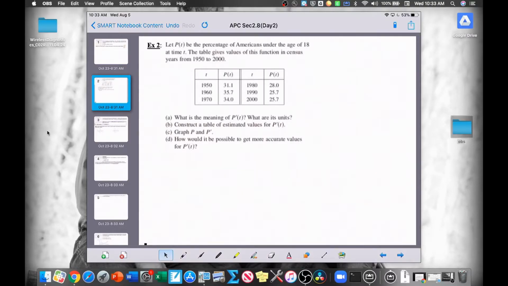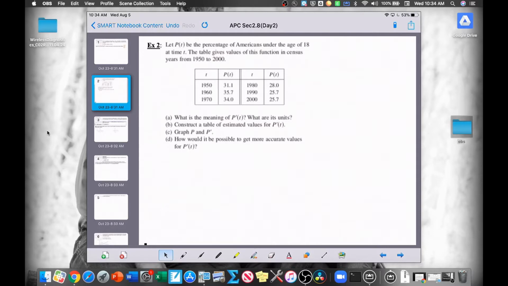Example 2 gives us a table of information, and it says let P of t be the percentage of Americans under the age of 18 at time t. This table gives us values of this function in census years from 1950 to 2000. Notice that every 10 years they have a new population value because they conduct a census every 10 years. And if you weren't aware of this, we are in a census year. 2020 right now is a census year.